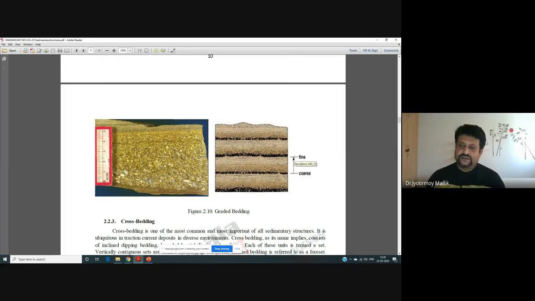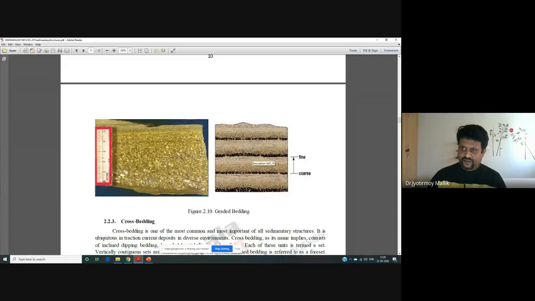The picture is not here. So fining upward bedding means the grain size essentially goes from coarser to finer, from bottom to the top. So that is what we call fining upward bedding. And if it is the reverse, then we call them coarsening upward bedding. And essentially, that has very direct implication in terms of the depositional environment. So if I think of a fining upward bedding, that means we are essentially coming from a proximal source to a distal source, right?